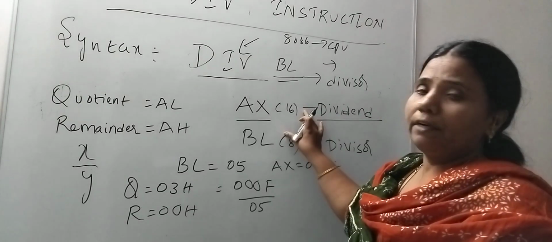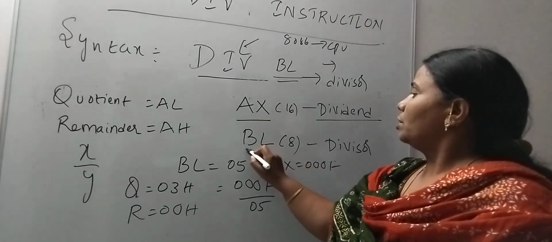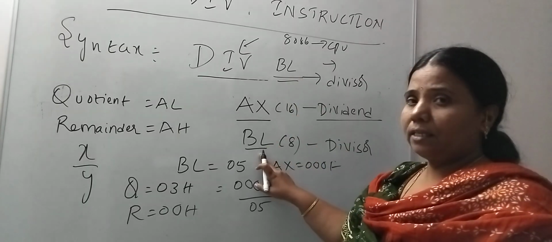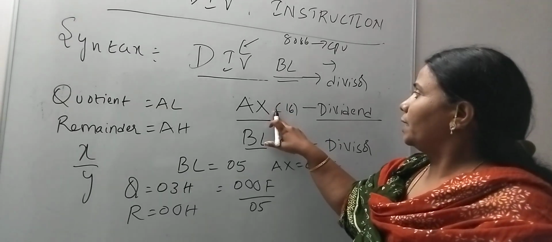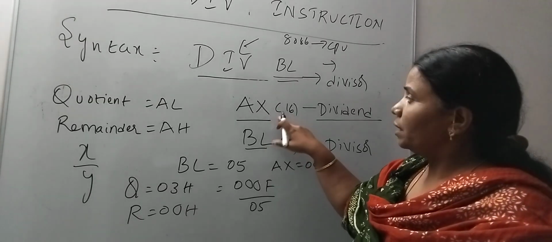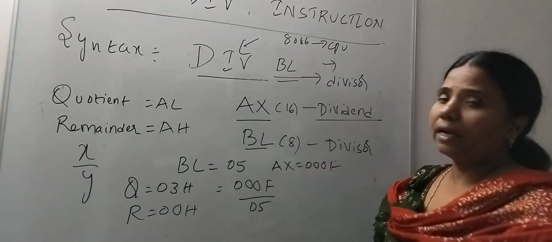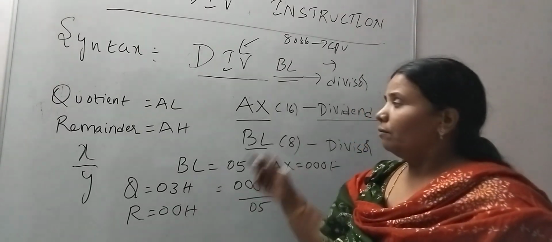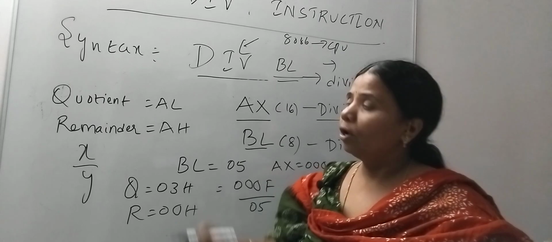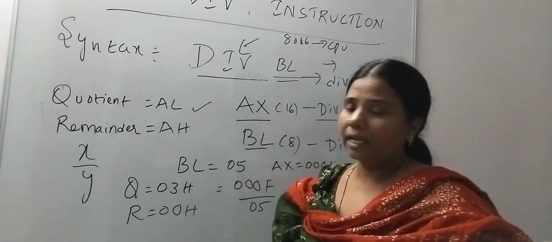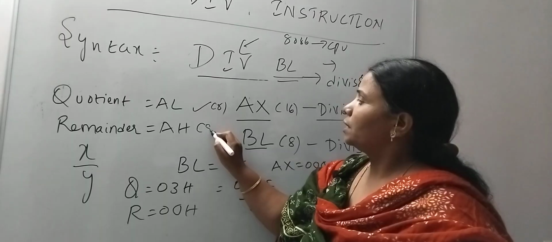The default dividend for this instruction will be AX. So here whatever you take as BL is the divisor, that is the denominator value, and the dividend by default will be the 16-bit content of the AX register. When the 16-bit AX is divided by the 8-bit BL, you are going to have a quotient value and a remainder value. The quotient will be stored in the 8-bit AL register and the remainder will be stored in the 8-bit AH register.